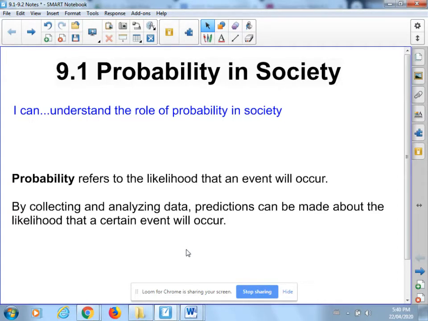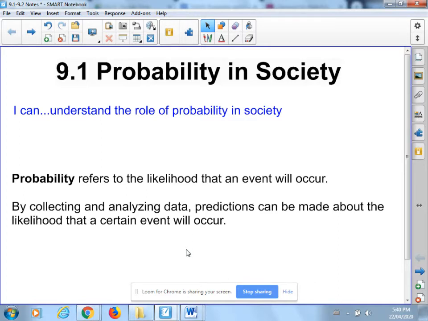So at the end of this section, you should be able to understand the role of probability in society. And you should remember that probability refers to the likelihood that an event will occur. So by collecting and analyzing the data, predictions can be made about the likelihood that a certain event will occur.